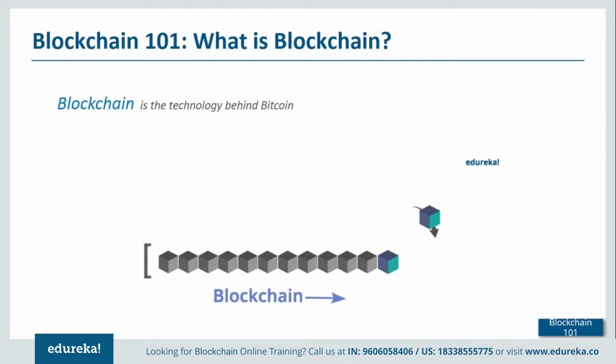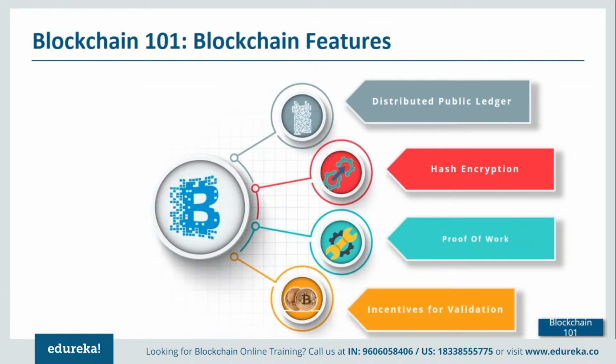So let's move forward and talk about the various features of blockchain. The first cool feature of blockchain is that it uses a distributed public ledger. What I mean by distributed public ledger is that all the transactions that happen on the blockchain system are stored on a ledger. And this ledger is completely public as well as distributed across the whole network.